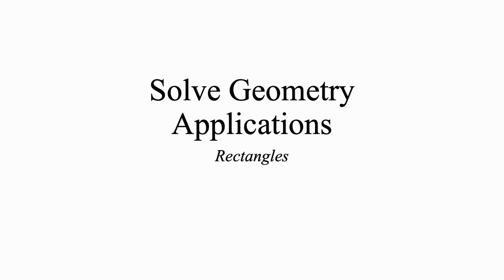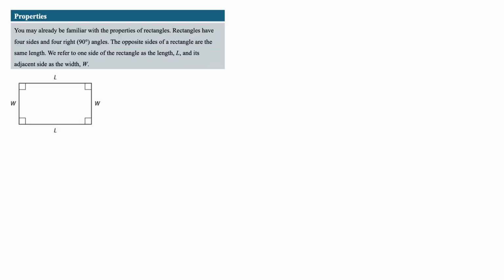Today's topic will be on solving geometry applications with a focus on rectangles. So you may already be familiar with the properties of rectangles. Rectangles have 4 sides and 4 right 90-degree angles. The opposite sides of a rectangle are the same length. We refer to one side of the rectangle as the length and its adjacent side as the width, W.